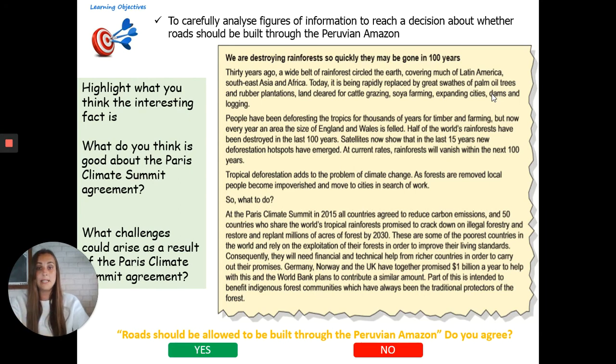So once you've paused it and you're having a read through this, say what do you think is good about the Paris Climate Summit Agreement. And then lastly, can you think of any challenges? So think about how many countries there are in the world and all trying to think together and come up with a plan. Think about how there might be some challenges within that. So pause the video now, please, and have a go at that task.